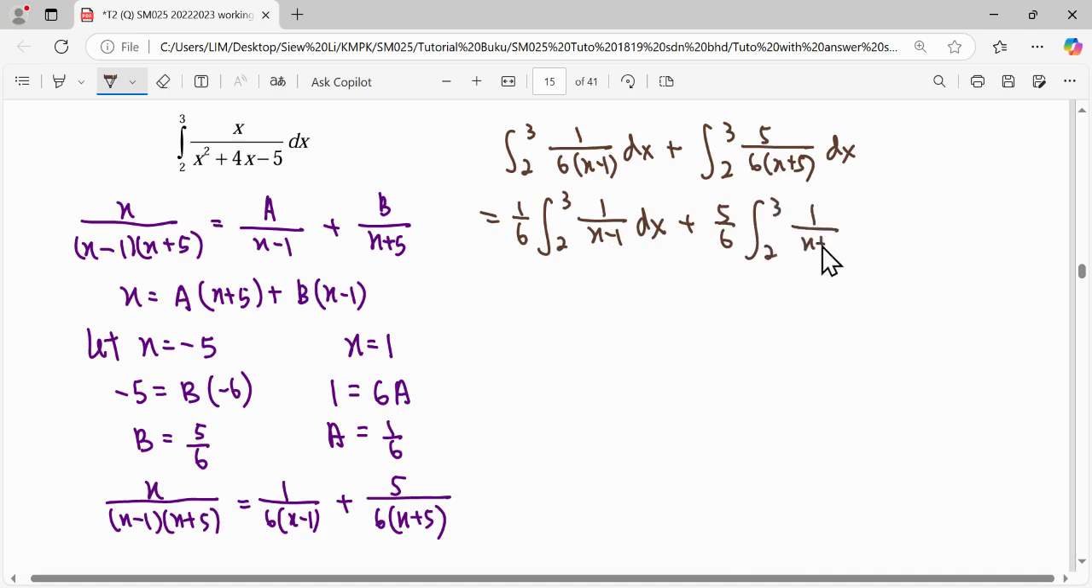This is the formula of fraction. Then 5 over 6 I can factorize out, and integrate 1 over x plus 5. This is the formula of fraction. As you can see, the denominator now is linear. So 1 over linear, when integrated, gives ln. Make sure you put the modulus so that the value inside is always positive. Upper limit is 3, lower limit is 2.